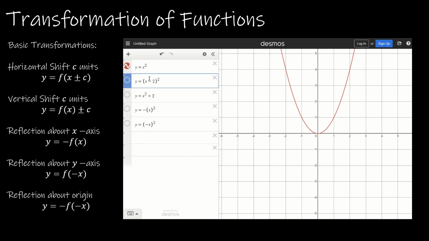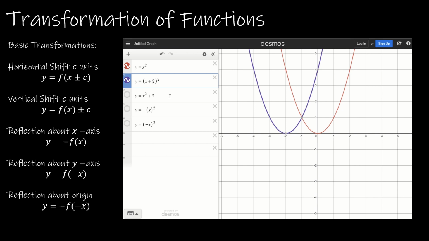So what I'm doing is I'm replacing x with x plus or minus some value. And that's why this second function that I have here, y equals x minus 2 quantity squared, notice that the x minus 2, that whole expression is being squared. And that is why it's shifting right or left, because I've replaced x with x minus 2. So the whole expression of x minus 2 is being squared. Same thing if I changed it to plus 2, notice plus 2 shifts it to the left 2 units.